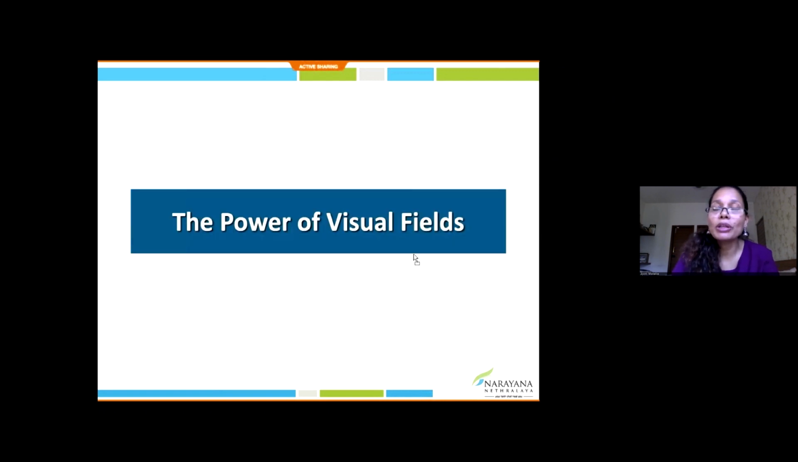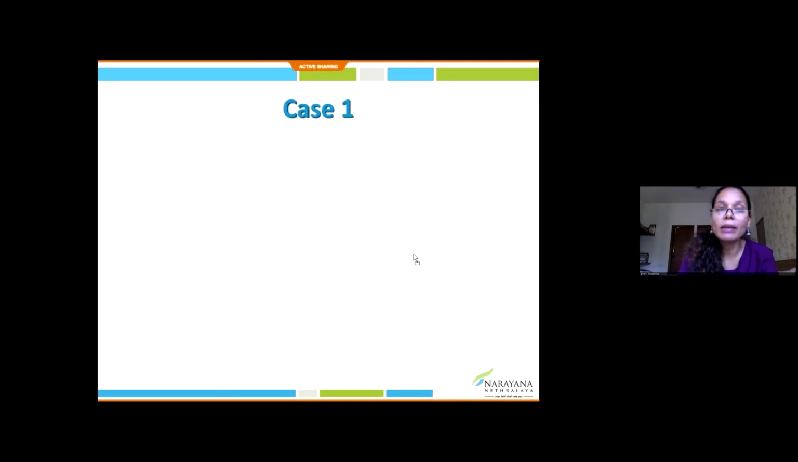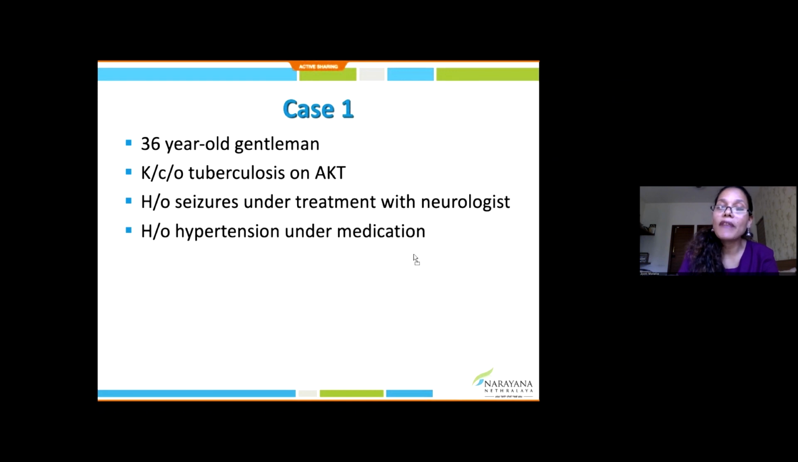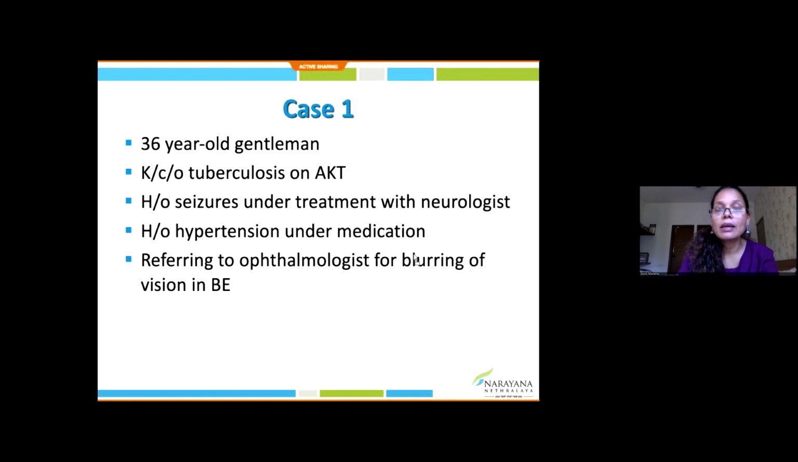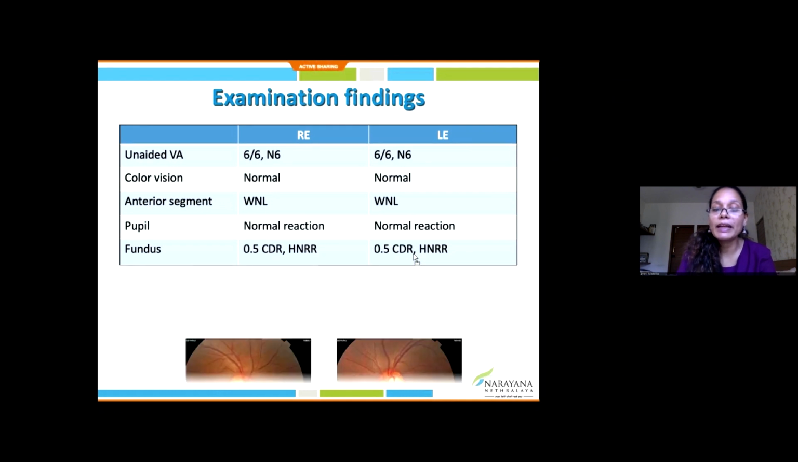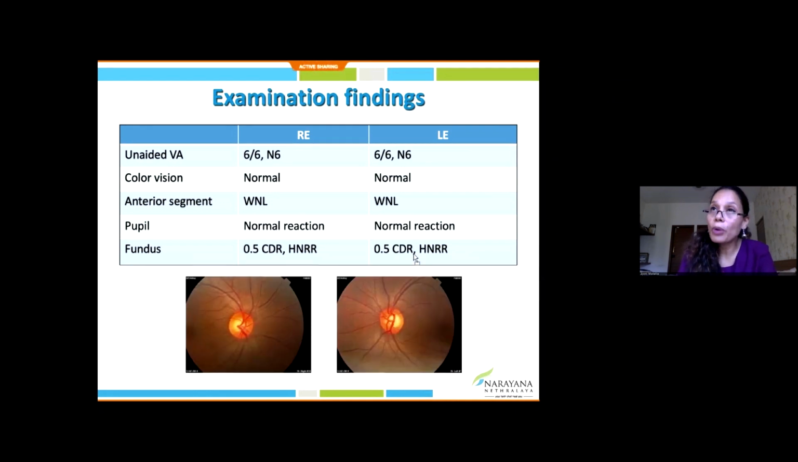Let me end by showing you two interesting cases in a real scenario to show the power of visual fields. This was case 1, a 36-year-old gentleman, a known case of tuberculosis on ATT, with a history of seizures under treatment with the neurologist, and a history of hypertension under medication, who was referred for blurring of vision in both eyes. If you see, the vision is absolutely okay, 6/6 N6 with normal color vision. Even the fundus was perfectly normal in both eyes. So there's no problem that we could figure out as the issue.